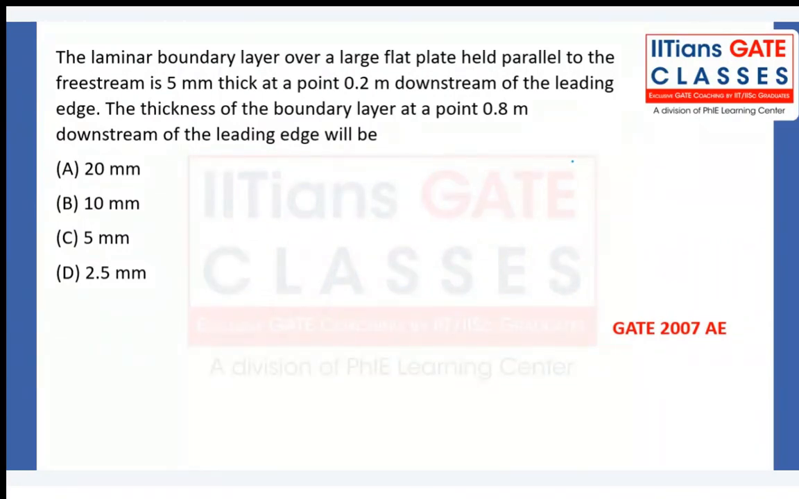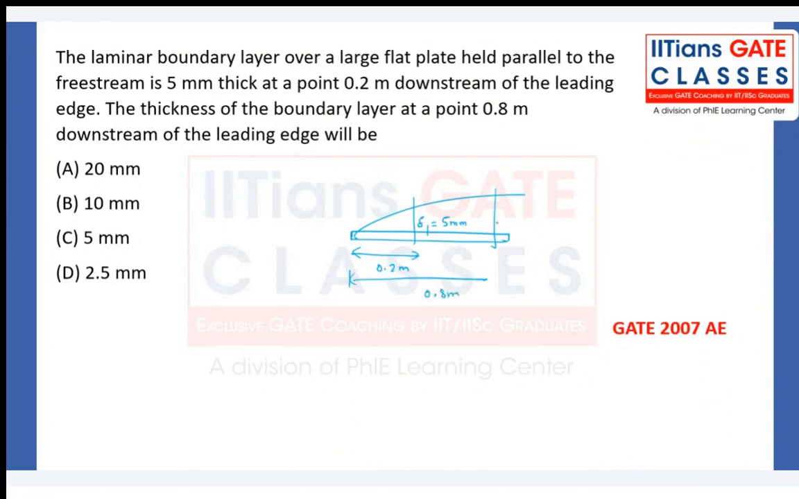The laminar boundary layer over a flat plate held parallel to the free stream conditions. At a distance of 0.2 meter, they have given delta 1 as 5 mm. At the downstream distance of 0.8 meter, they are asking what is delta 2. They have not given any velocity profile, so we can use Blasius results.